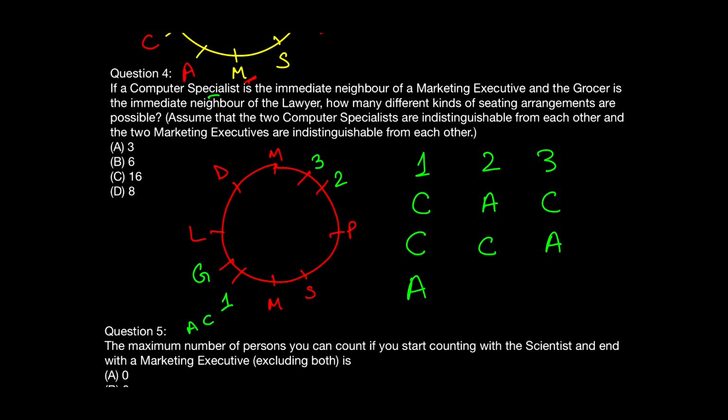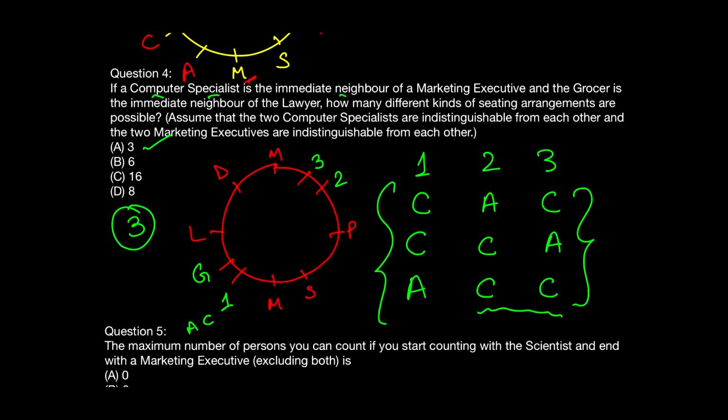And the next possibility is when I keep the accountant in position 1, right here, and then I can put the computer specialists in either 2 or 3, but because they are indistinguishable, these are the only 3 conditions possible for the sitting arrangement. Why? Because only one condition needs to be satisfied, that one of the computer specialists needs to be the immediate neighbor of the marketing executive, not both, and therefore this leads to 3 possible sitting arrangements, that is CAC, CCA and ACC. That makes the answer of question number 4 option 3. So this is somewhere you are using the skills of PNC.